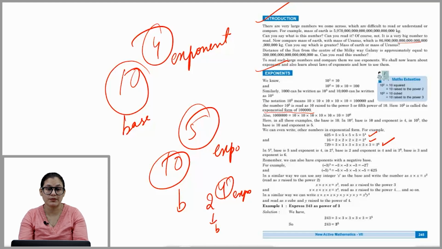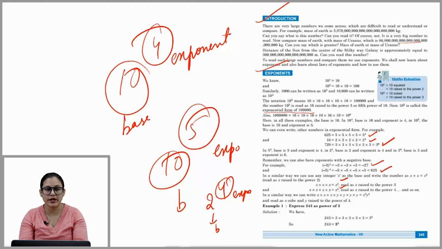Remember, we can also have exponents with a negative base. For example, minus 3 raised to the power 3 is equal to minus 27 and minus 5 raised to the power 4 is equal to 625, but there is no negative sign here. In a similar way, we can use any integer x as the base and write the number x into x is equal to x square, read as x raised to the power 2, and x into x into x is x raised to the power 3, x raised to the power 4 and so on.